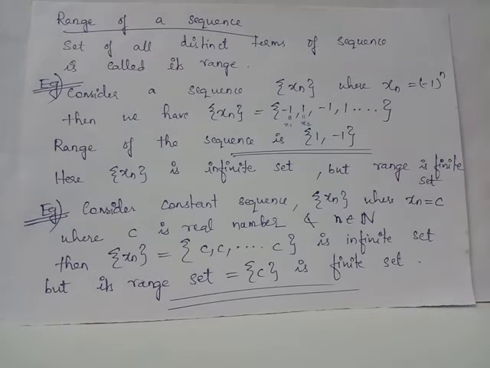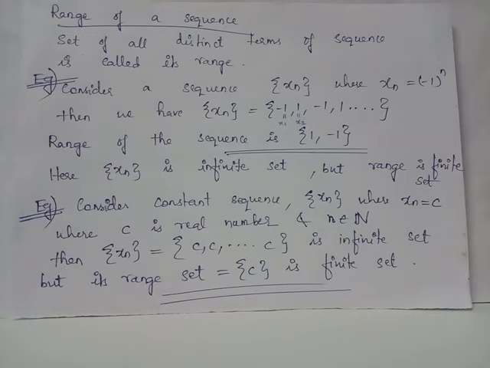We will have x1 equals -1, which is the first term, x2 equals positive 1, which is the second term, x3 equals -1, x4 equals positive 1, x5 equals -1, x6 equals 1, and so on. Here you can see that x2 and x4 have the same value, which equals 1. Still, since they are holding different positions, they will be treated as distinct terms. Similarly, x1 equals -1 and x3 is also equal to -1. Even if these two terms x1 and x3 hold the same value, they will be treated as distinct terms.